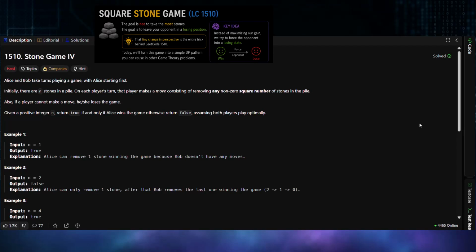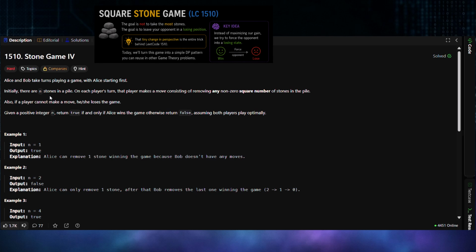Here's a game where you can remove any perfect square of stones. Sounds simple, right? But there's a catch. You don't need to find the move that gives you the most stones. You need to find a move that leaves your opponent in a losing position. And that tiny change in perspective is the entire trick behind Leetcode 1510.